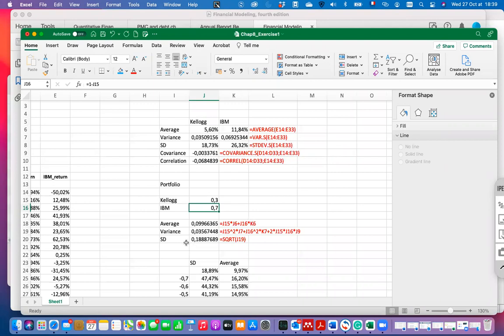And find standard deviation is simply the square root of all the variance. This is for the particular case when we invest 30% in Kellogg and 70% in IBM. Once again, let me remind you that you are free to choose whatever values you want. The most important one, you have to interrelate these two values or these two weights together.